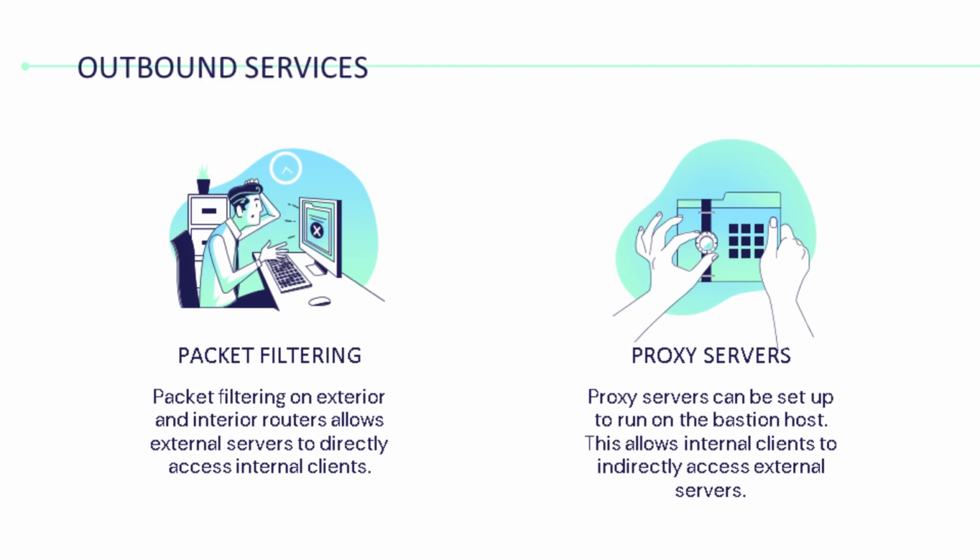These are the two ways to handle outbound services: packet filtering and proxy servers. Packet filtering on exterior and interior routers allows external services to directly access internal clients. Proxy servers can be set up to run on the bastion host. This allows internal clients to indirectly access external servers.